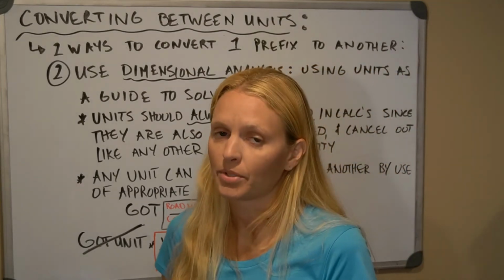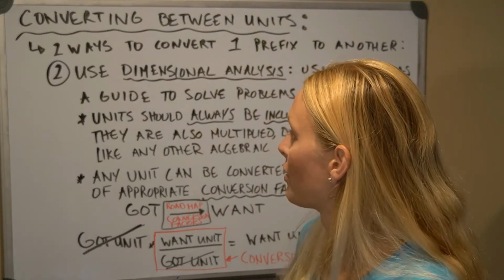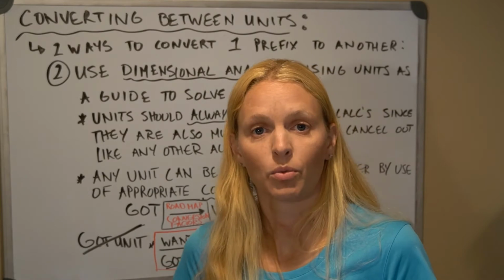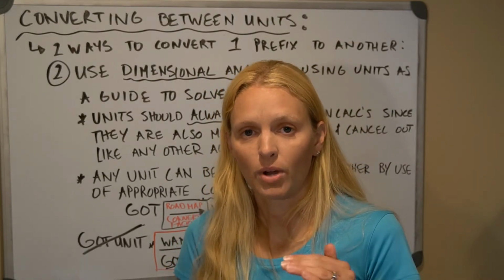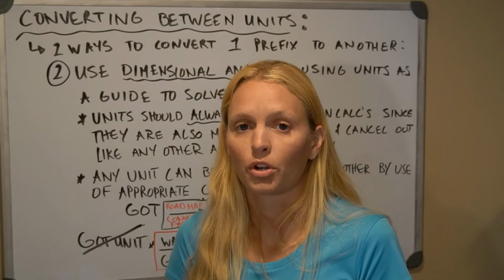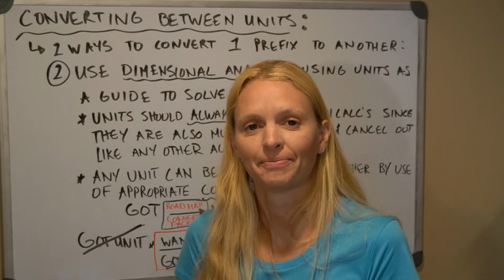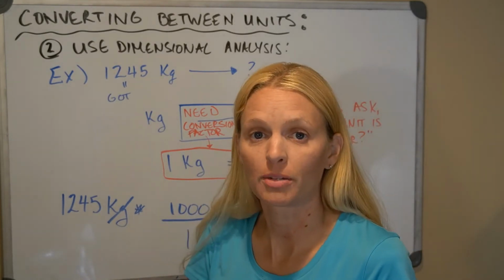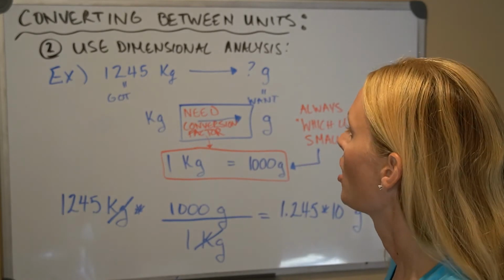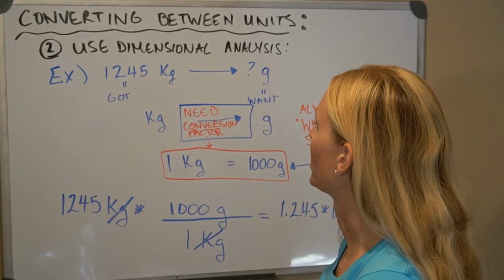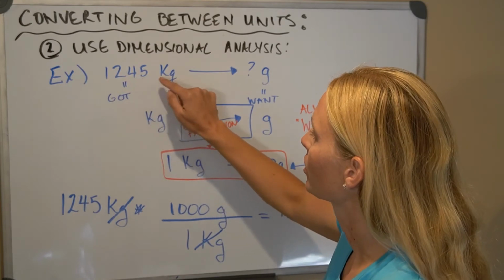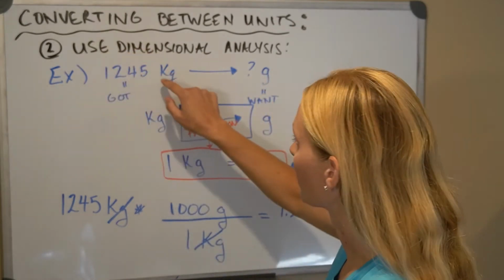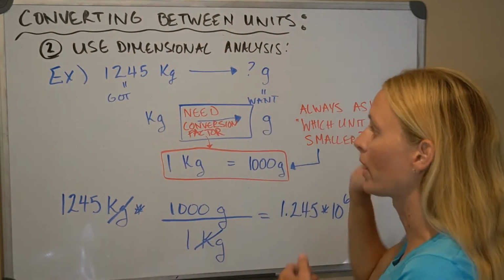Okay, so we take a look at several different problems here. We'll go back to that very first example of the 1,245 kilograms converted to grams using dimensional analysis, and then we'll hit up a bunch of other problems that you'll have a little worksheet that you can work through as we complete them on the video. Okay, so going back to that very first example we did for the first method that you could use to convert between prefixes, we're going to use the same example for the dimensional analysis. Okay, so we have 1,245 kilograms, and we want to convert that to grams. Okay, so these are my gots. I got kilogram units, and I want gram units.